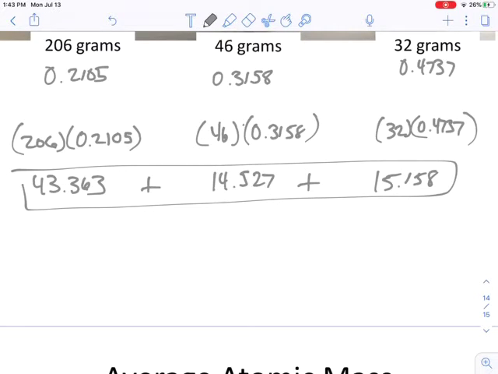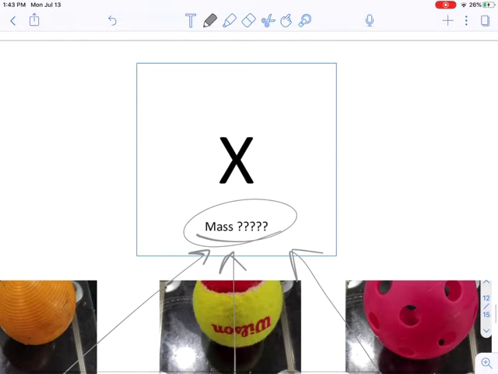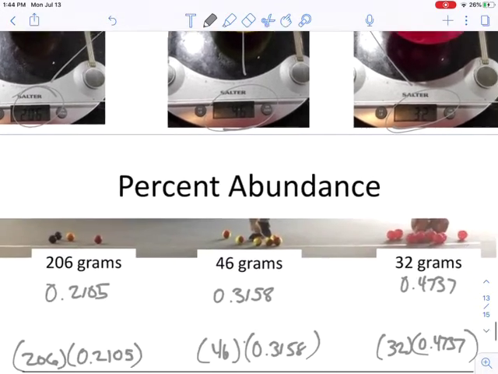Now all we have to do is add up each of these fractions. And if we add up all three of these fractions, we get a total of 73.048. And that is the actual average atomic mass. That is the number that goes here on the periodic table for this mythical element. That number would be 73.048, right? Which is a very different number than if you simply add them up and divide by 3. If you add them up and divide by 3, you don't even get close to that number.